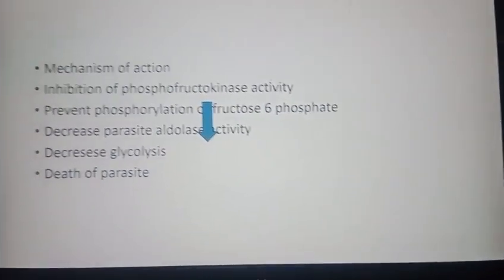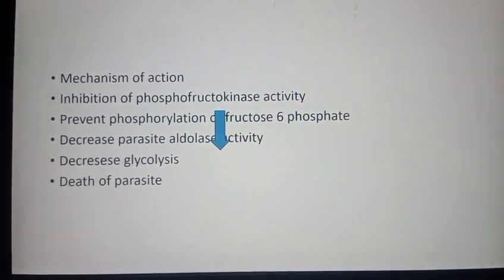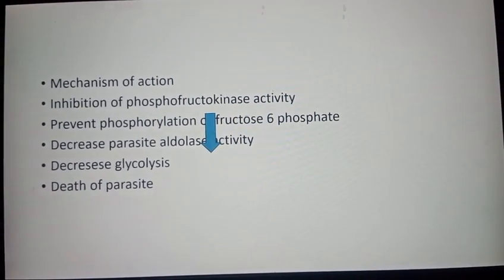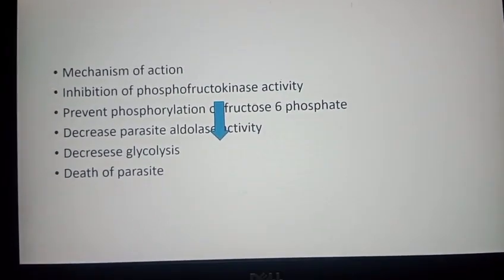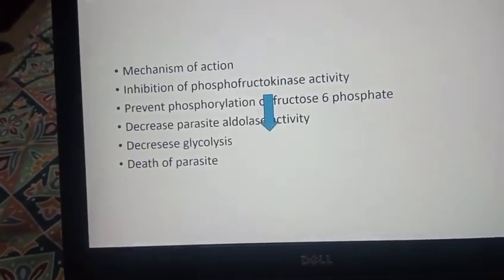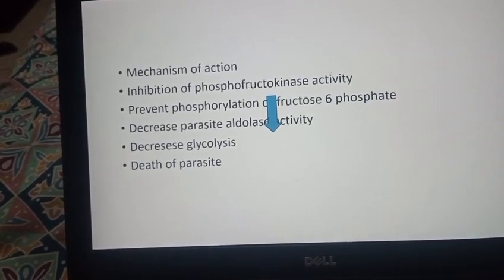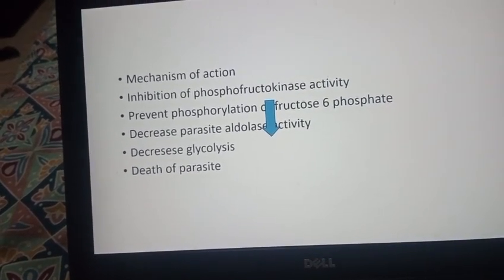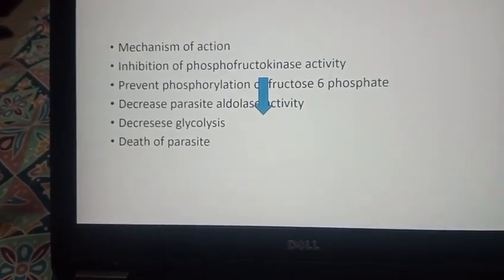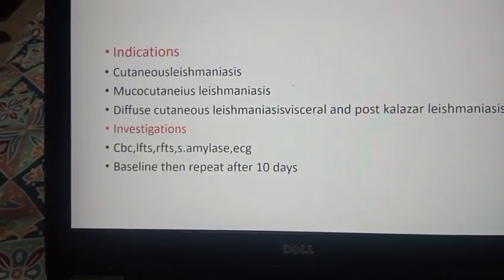Now, the mechanism of action is basically inhibition of the phosphofructokinase activity, which leads to the prevention of the phosphorylation of fructose 6 phosphate into fructose 1,6 phosphate. Due to this, there is decreased parasitic aldolase activity, which in turn leads to decreased glycolysis, and in turn it leads to the death of the parasite. But this mechanism actually occurs in the parasites, but does not occur in humans.